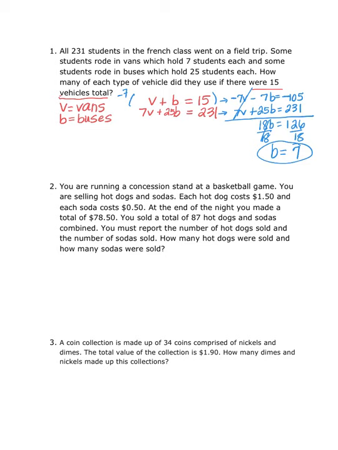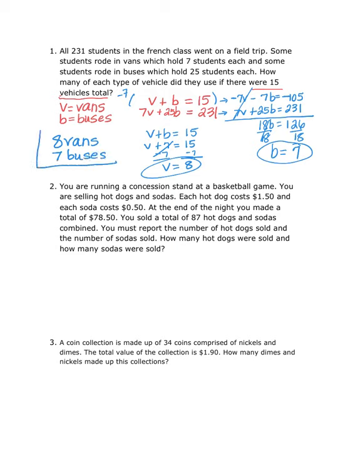To find out how many vans, I'm going to take my answer B equals 7, plug it back into my original equation, V plus B equals 15. So if buses is 7, V plus 7 equals 15, so let's subtract 7 on each side, and I get vans equals 8. So to answer my question, and I do need to answer my question, there are 8 vans and 7 buses. And that's the answer to number 1.